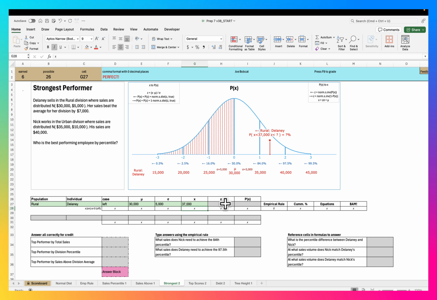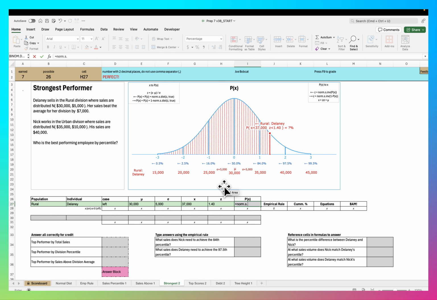And we need her z-score. So that's going to be equal to x minus the mean. Remember, it's difference from the mean, but measured in units of standard deviation. That's why we divide by standard deviation. So she's 1.4 standard deviations above the mean at 37,000. And to get the probability, since we're looking left, we use NORM.S.DIST(z, TRUE). Okay, so there's the first one.